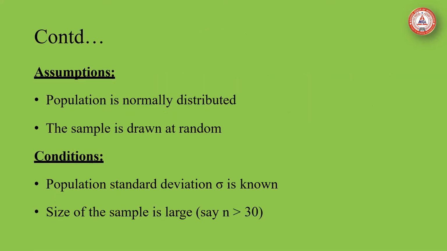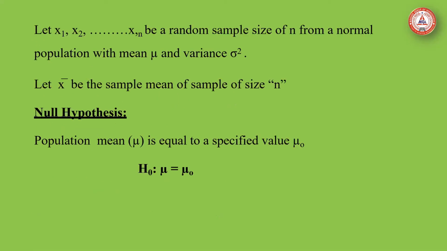Conditions and assumptions. The population is normally distributed. The sample is drawn at random. Conditions: population standard deviation is known. Sample size is always greater than or equal to 30.